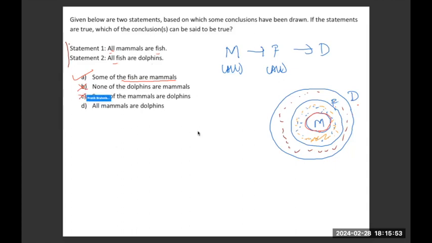Where it is saying that some of the mammals are dolphins, it's not some, but all mammals are dolphins actually. All mammals are dolphins, which is true. All the mammals that are there in the middle circle become a part of the larger circle. So all mammals are dolphins, which is true. So the correct answer here is A and D.